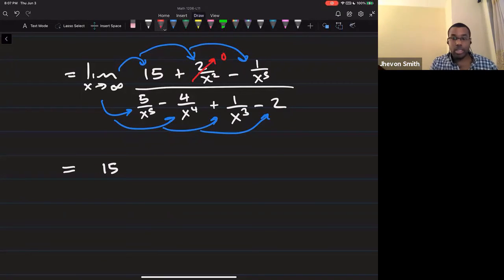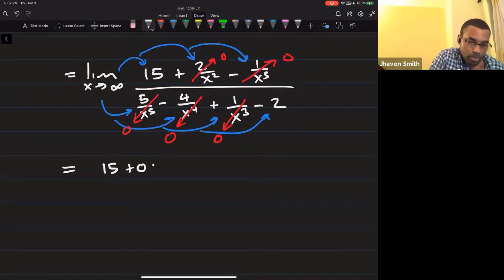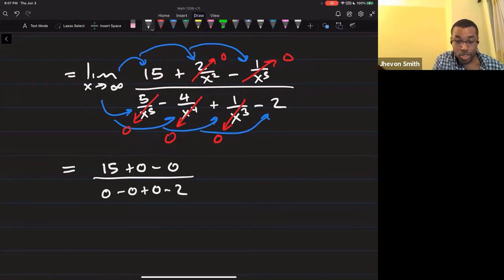But for very similar reasoning, this guy would go to 0. That guy would go to 0. That guy would go to 0. Everybody gets a 0. Not everyone, though. There are 2 people who are left over here that don't go to 0. You'll notice that, so this is 15 plus 0 minus 0 over 0 minus 0 plus 0 minus 2.